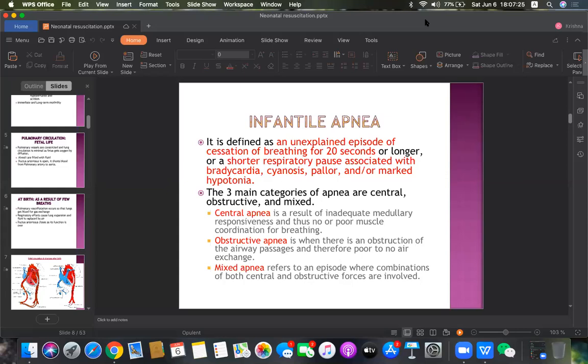Now there are three main types of apnea in the newborn. They are called central apnea, when the center for respiration, which is present mainly in the medulla, is not responding or doesn't develop properly. Another is obstructive apnea. There is obstruction in the airway passage, so there would be no exchange of gas. And another one is mixed apnea.